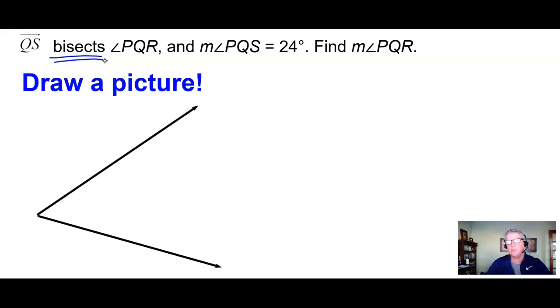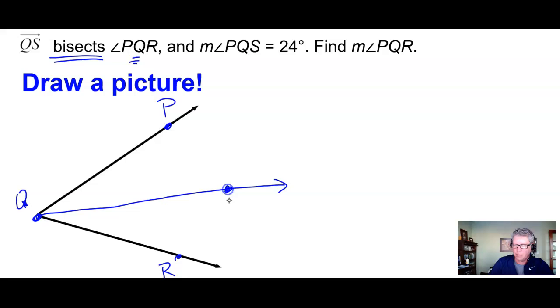So when we get a situation that doesn't have a picture, please draw a picture, okay? This is P, Q, R. It doesn't matter where P and R are, but Q has to be the middle, okay? When we say QS bisects it, how do you mark a bisection of an angle to show the world that they're equal? You can't put a little tick mark. So what you do is you put a little arc. Every angle with one arc like that is equal.